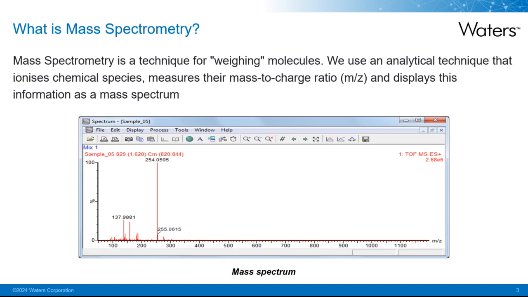So what is mass spectrometry? Well, it's a technique for weighing molecules. We use an analytical technique that ionizes chemical species and measures their mass-to-charge ratio and displays this information as a mass spectrum, as can be seen below. What you can see is a mass spectrum with mass-to-charge along the bottom, and along the side is the intensity of the ions to the detector.